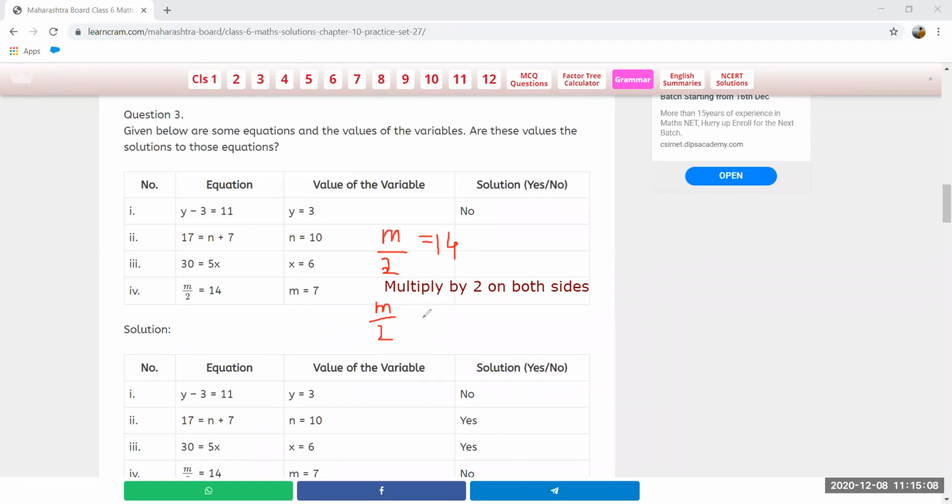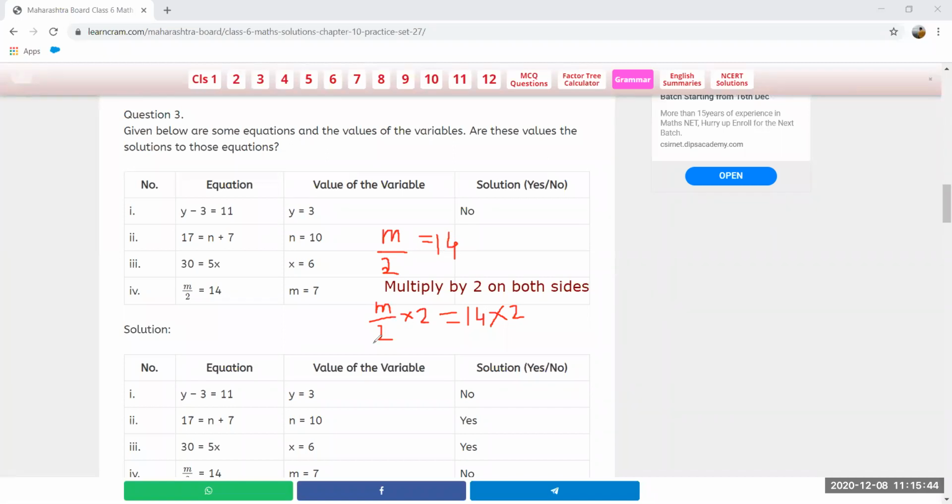हमने लिखा है multiply by 2 on both sides, तो मैं पहले ये साइड को multiply करूंगी 2 से, right, और फिर वापस से 14 को भी multiply करूंगी 2 से, right. I will first multiply this left hand side by 2, because I have written over here multiply by 2 on both sides. So I'll first multiply this m by 2 equation by 2, and then 14 को multiply करूंगी 2 से.